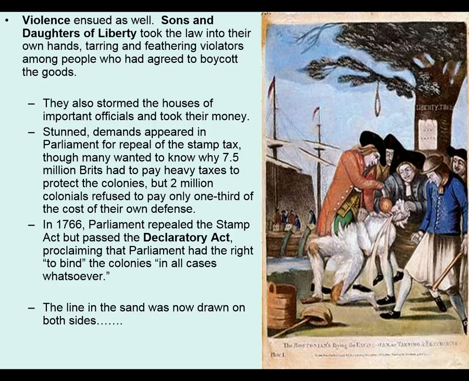Part of the protest that develops, you begin to see groups that are known as Sons and Daughters of Liberty. As indicated by the picture at the right there, you see colonists that basically terrorize any British tax collector. They would be hung in effigy, they would be tarred and feathered. Like it says there at the very bottom, though, all this upheaval leads to Parliament repealing the Stamp Act, but eventually they passed what is known as the Declaratory Act, proclaiming that Parliament had the right to bind the colonies in all cases whatsoever, and basically drawing that line in the sand right there.